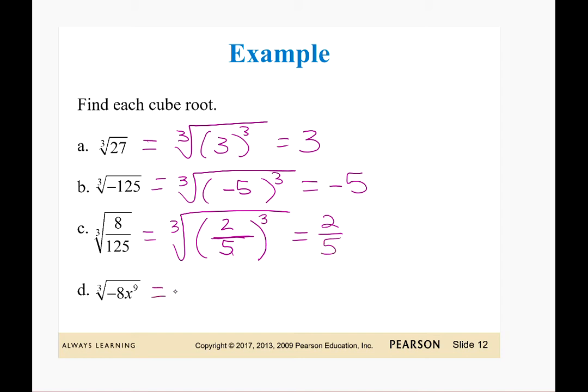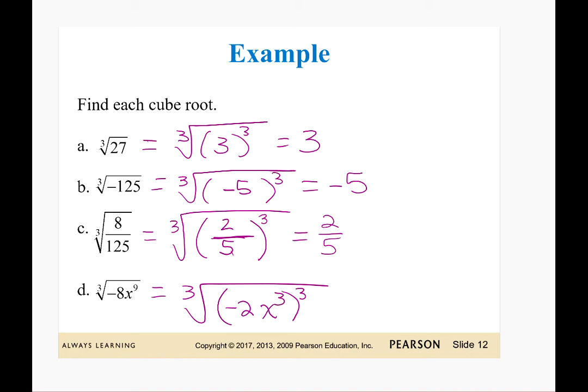And the last example. Again, we're looking to see, is that radicand a perfect cube? Negative 8, that's negative 2 cubed. We already talked about that, right? Negative 2 times negative 2 times negative 2. x to the 9th power, is that a perfect cube? Is there an x to a power that would give me 9? Yes, 3 times 3 is 9.